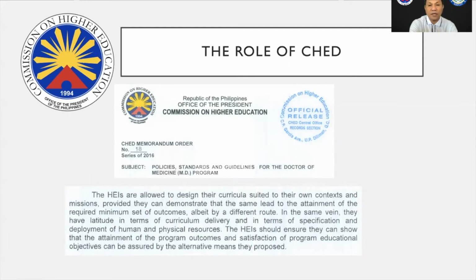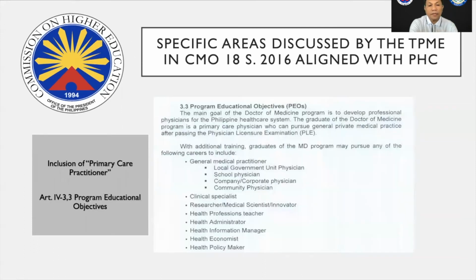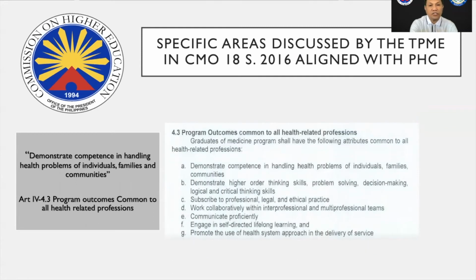Specific areas that have been discussed include inclusion of primary care practitioner in Article 4, Section 3.3, Program Educational Objectives. Note that there is a need to further describe the program objectives to include specifically primary care physicians in the roster. A reiteration of the provision in Article 4, Section 4.3, Program Outcomes, which is common to all health-related professions, and that is to demonstrate competence in handling health problems of individuals, families, and communities.